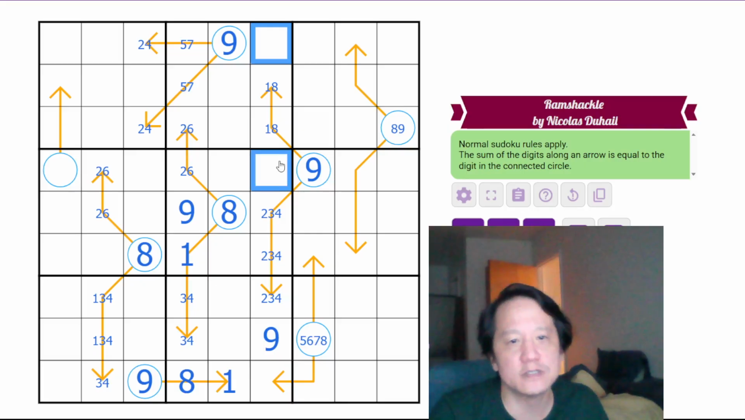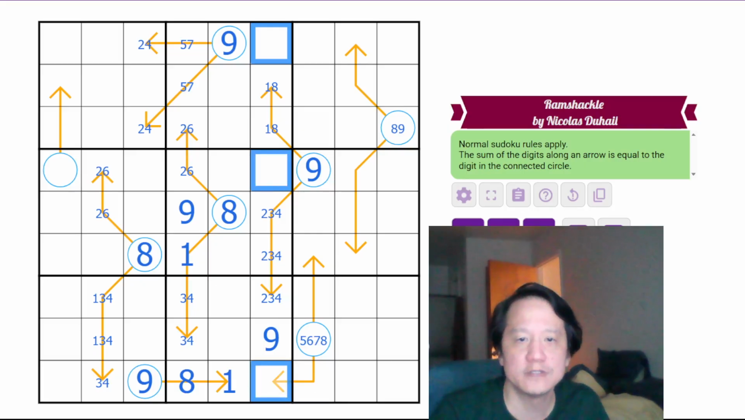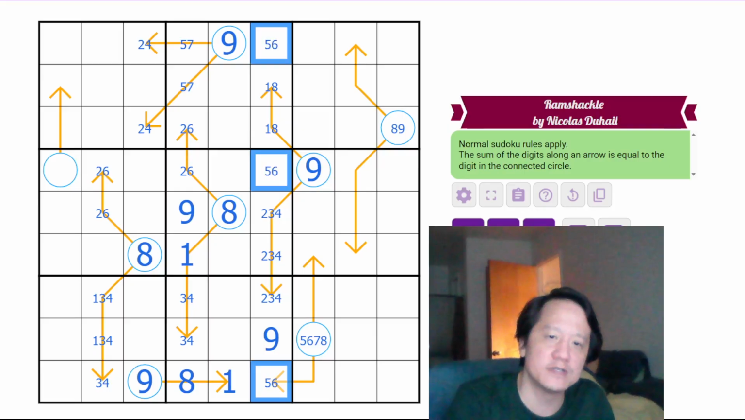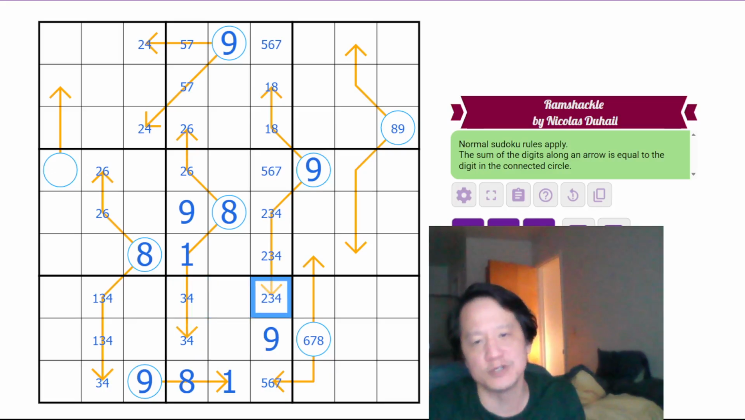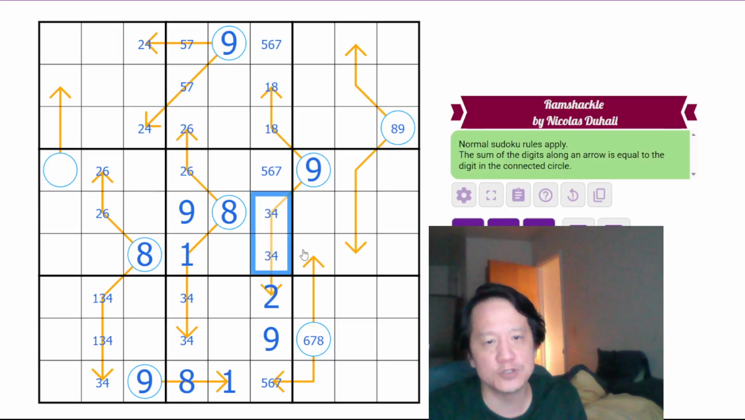Remaining digits of column 6: we have 5, 6, and 7 remaining. So this is 5, 6, or 7. Therefore, this can't be 5 there. We can't have 7 here because 1 is already in the row. This 3, 4 pair eliminates 3, 4 in the rest of the box. So this can't be 3 or 4. It's 2. That eliminates 2 in the rest of the column. So it's 3 and 4 there.